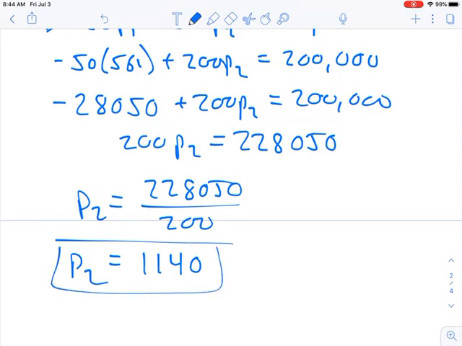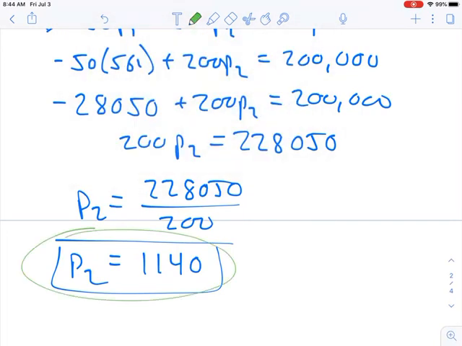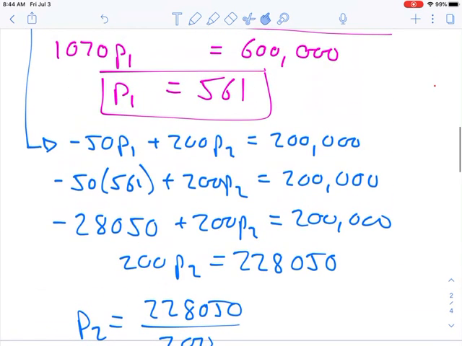Okay, and once again, if they don't come out to integers, which they probably won't, make sure that you round to the nearest integer. I believe the directions ask you to do that. So we have our two answers, P2, which is right here, and we have P1 right here.